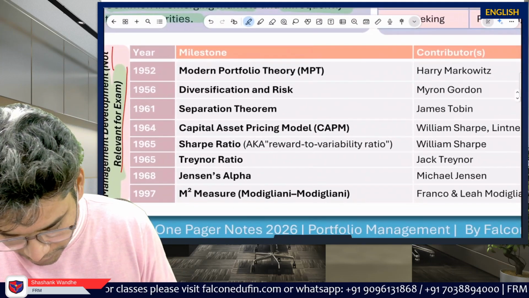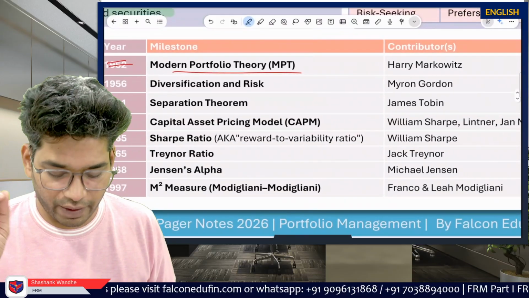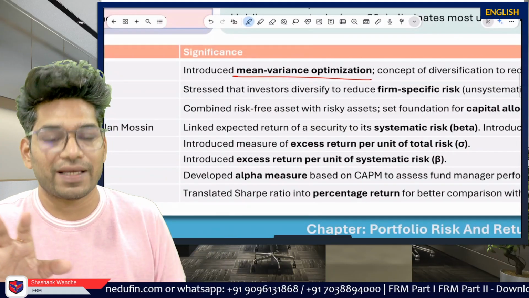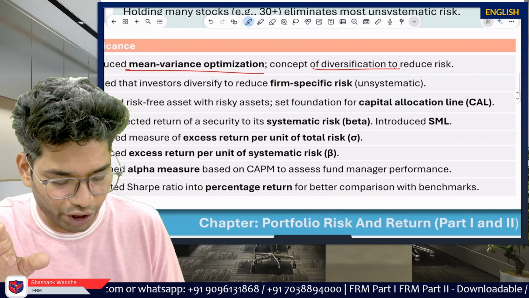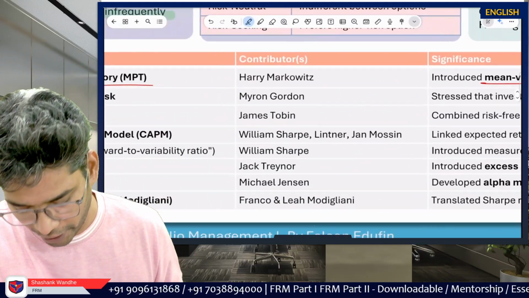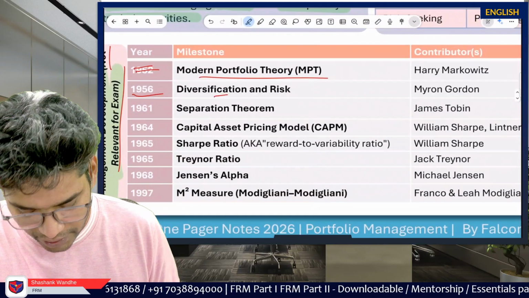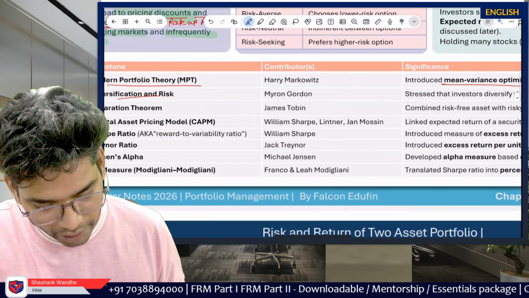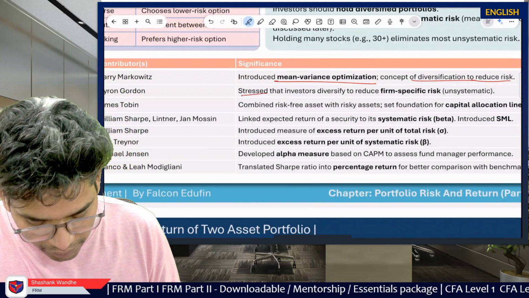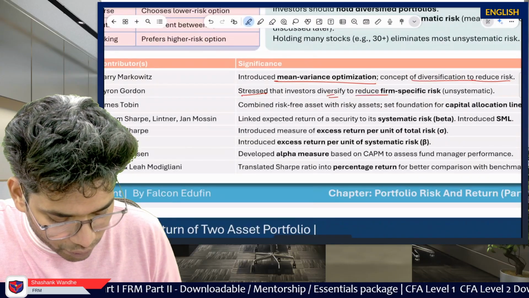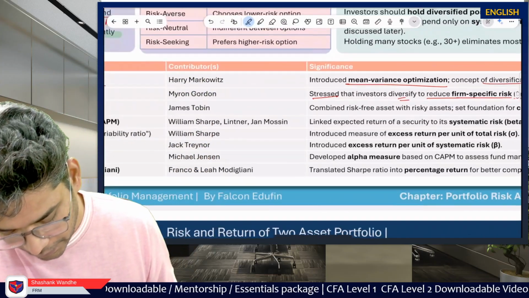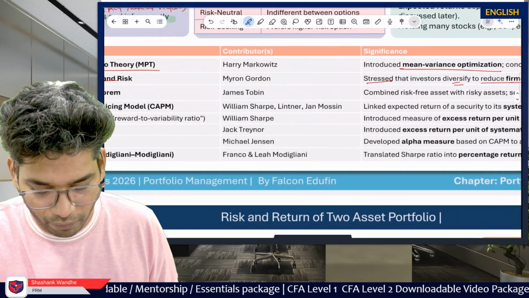In 1952, Harry Markowitz gave the modern portfolio theory (MPT). This MPT discusses the plain and simple mean variance optimization framework, where the concept of diversification to reduce risk is introduced. That's it, nothing extra happened at this point. Then in 1956, Gordon developed on the fundamental mean variance framework. It stressed that investors diversify to reduce firm specific risk, and this is the source of the systematic and unsystematic risk concept. Then we have the two fund separation theorem.